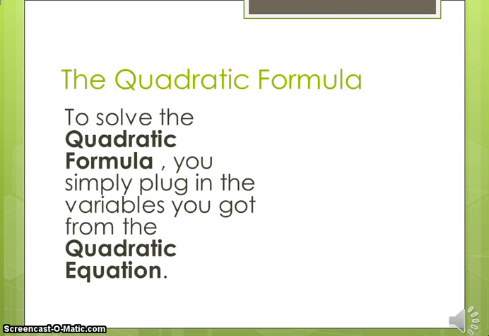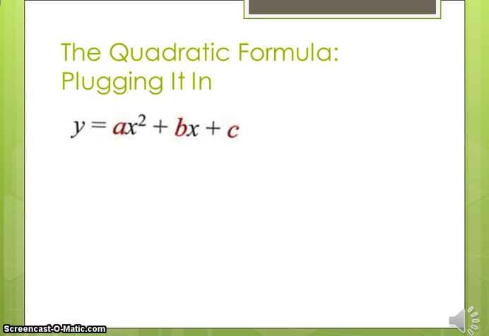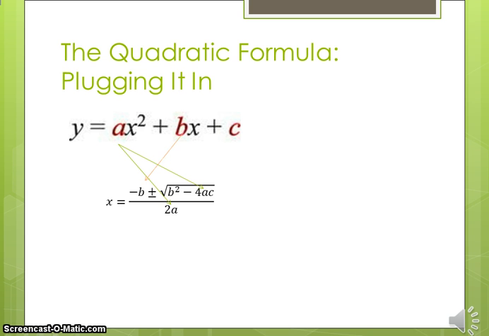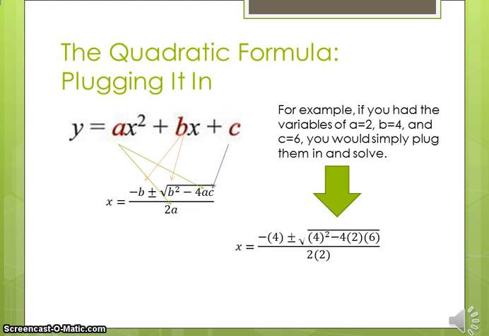To solve with the quadratic formula, you simply plug in the variables you got from the quadratic equation. Plugging it in: as you know, y equals ax squared plus bx plus c. So you take the a's value and plug it into where the a's are, the b for the b's, and the c for the c. For example, if you had the variables a equals 2, b equals 4, and c equals 6, you would simply plug them in and solve. It would look like this.